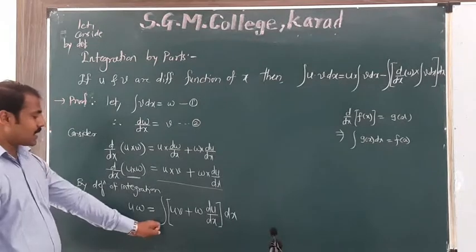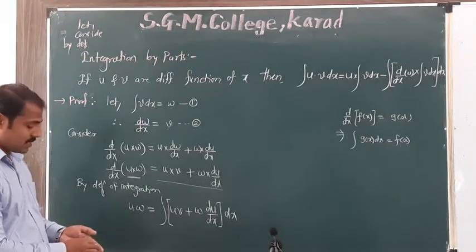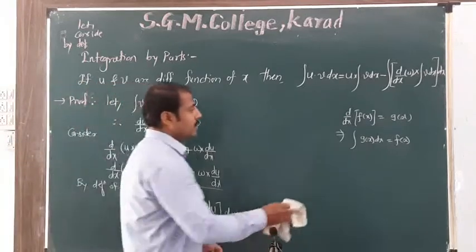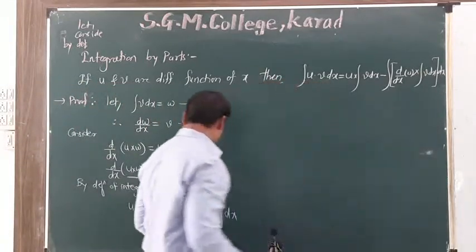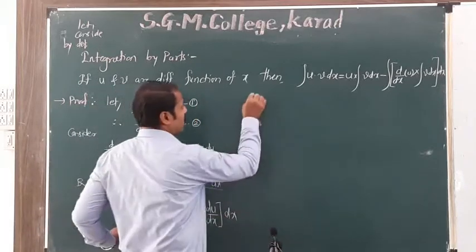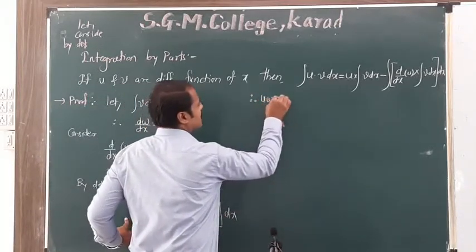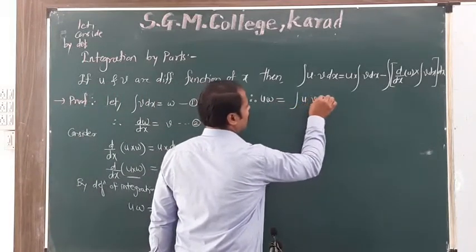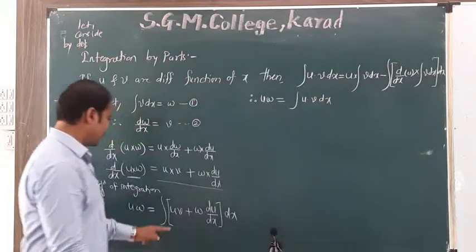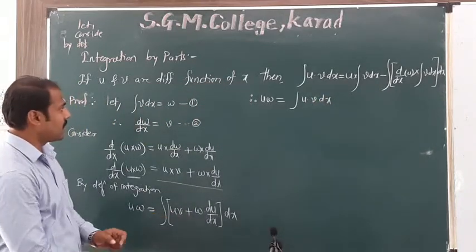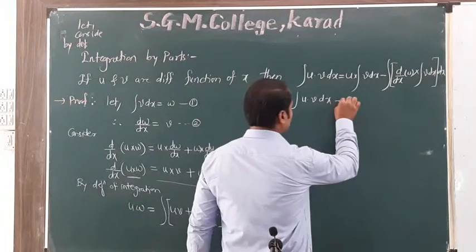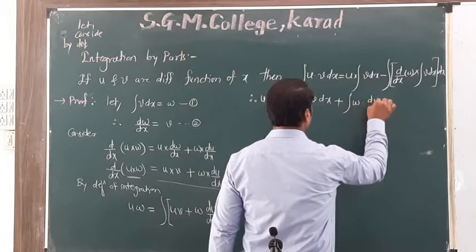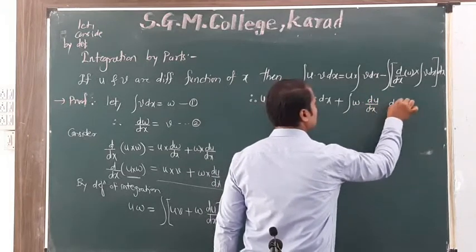Now look at the RHS. There is an addition inside the integration, so separate the integration sign. Therefore, u into w is equal to integration of u into v dx plus integration of w into du by dx with respect to x.